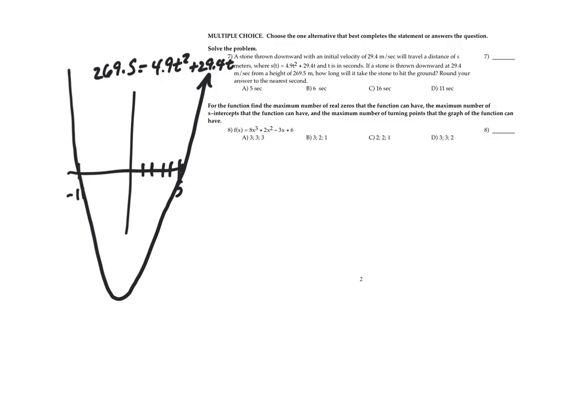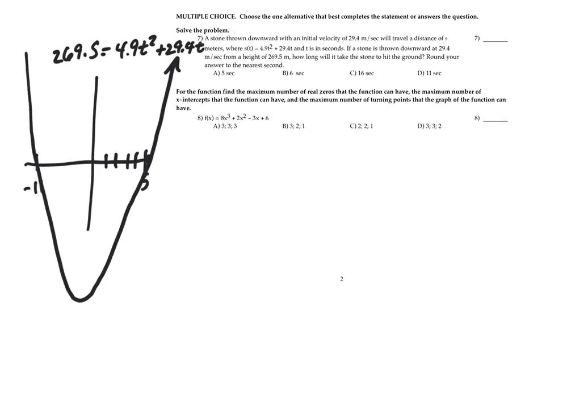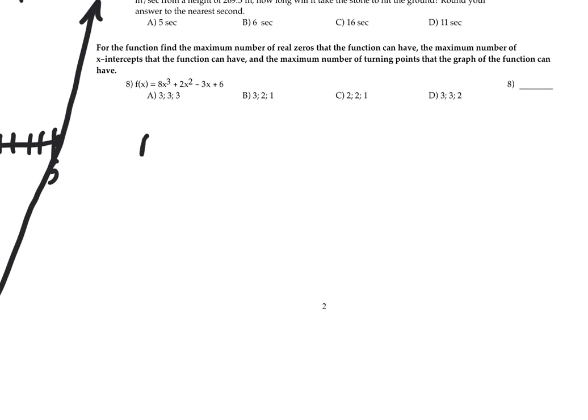Okay, number 8. There's going to be several of these where graphing it is okay, but graphing is probably not the way to go. And I would say 8 is definitely one of those. What's the degree of number 8? 3. Okay, it's the highest exponent.